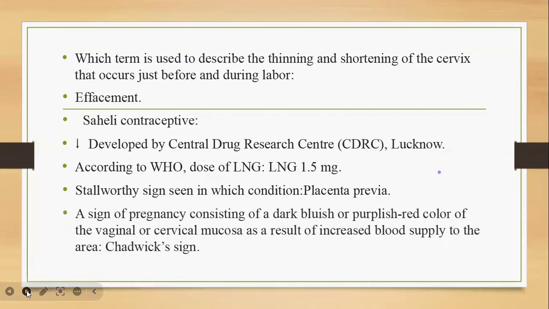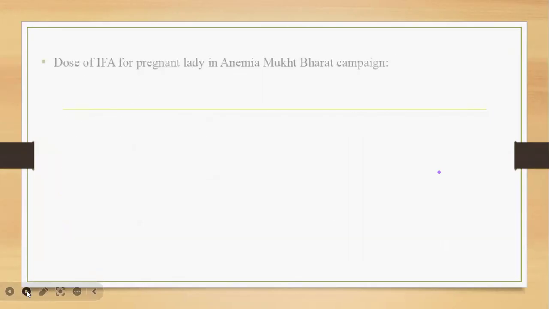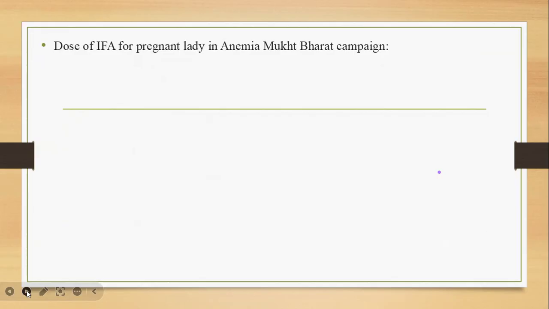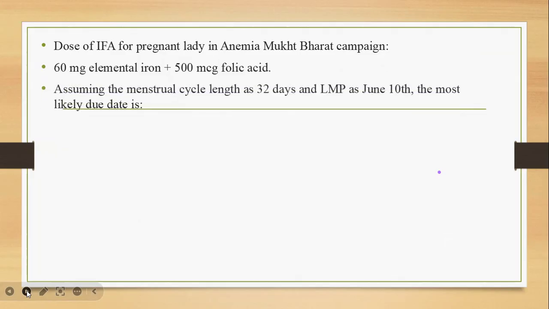Okay, again, bluish discoloration is known as Chadwick sign. Okay, anemia मुक्त भारत campaign. Dose of IFA कितना देते डियर? 65 mg elemental iron, 500 microgram of folic acid. LMP, EDD, I already told you how to calculate.